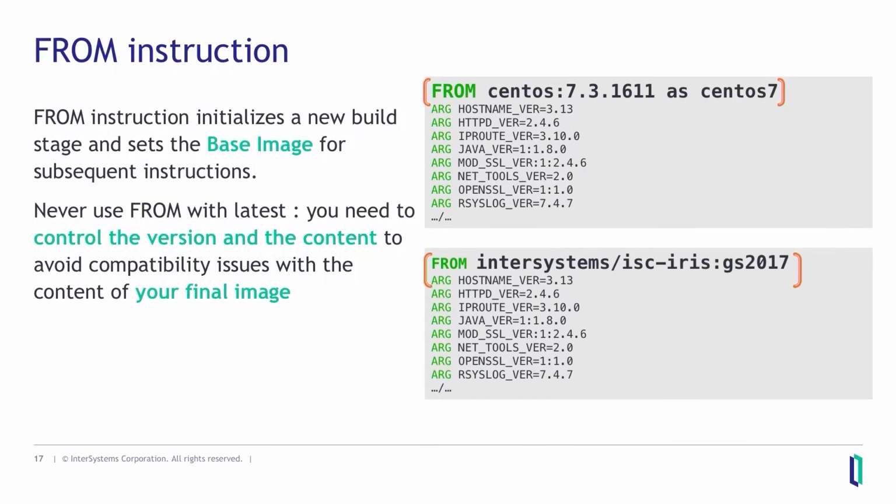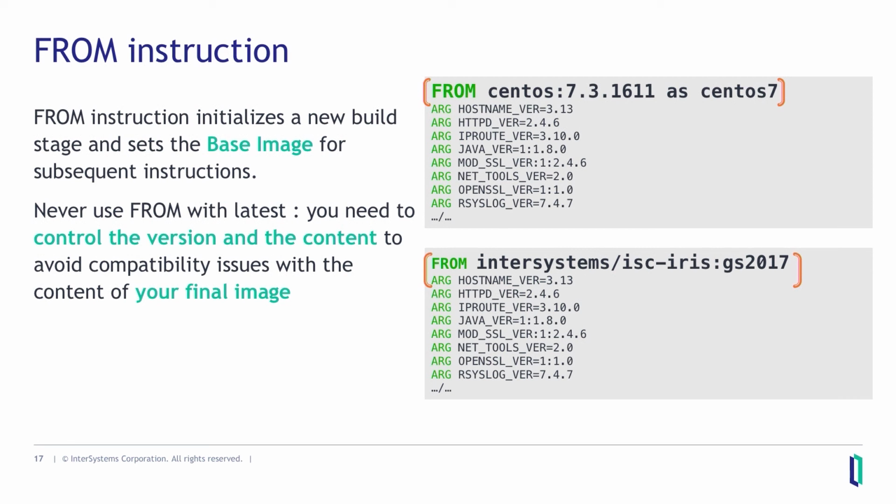The first instruction you have in a Dockerfile is FROM. You never come from nothing. Actually, in Docker, you can start from scratch. But it means that you are starting from nothing. And it's not the most convenient way to start when you are building your image.